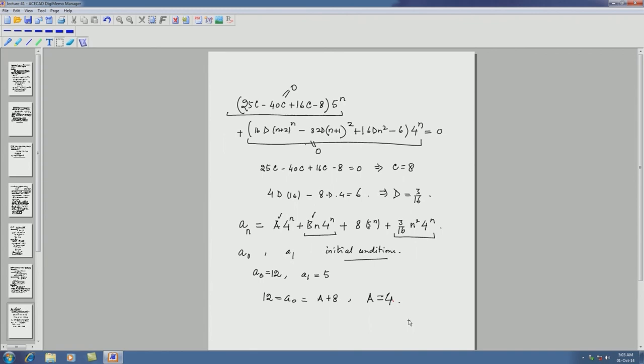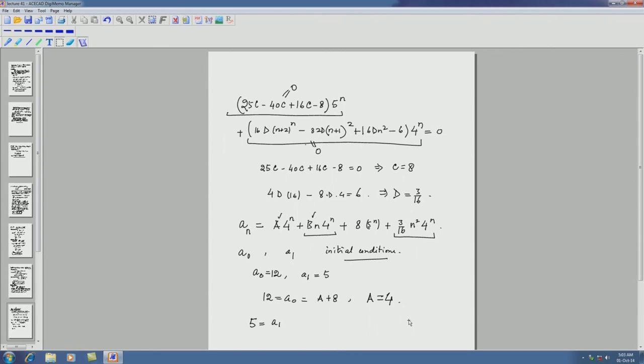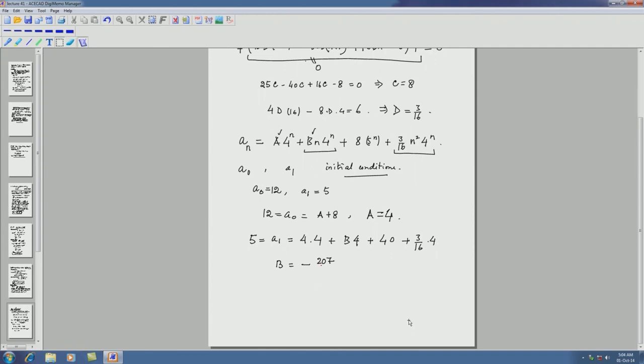All right. Now, we consider n equal to 1. If n equal to 1, we are told that a_1 is 5. I already know that A is equal to 4. So, I put 4 over here and another 4, which gives me 16 plus B times 4 plus 8 times 5 raised to the power 1. So, 8 into 5 is 40 plus 3/16 into 4. Now, if we solve this equation, then we will get B equal to minus 207/4.